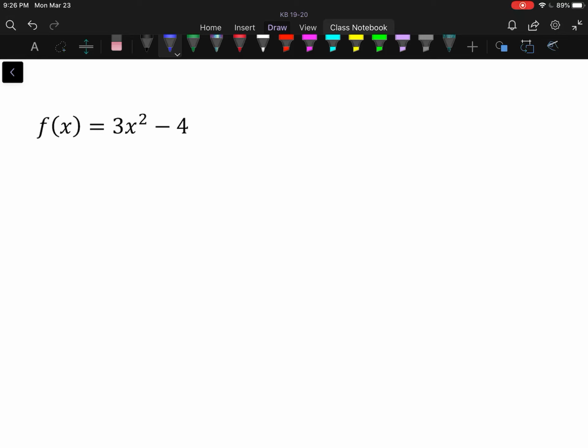Okay, again, we want to rewrite this with a y. So y equals 3x squared minus 4. Switch x and y. And some of you might be able to skip to this next step without rewriting the f of x as a y, and that is fine if you feel comfortable doing that. And as I can see, I made a mistake here. That should have been an x. And so x equals 3y squared minus 4.